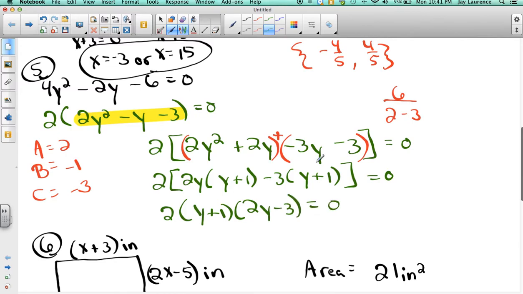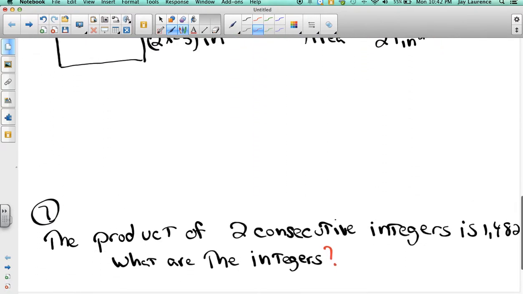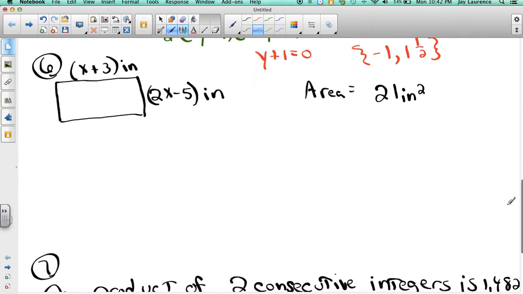Now, I have 2 solutions. I don't have to worry about this quantity, this 2, because there's no variable there. So I'm going to solve y plus 1 equals 0 and 2y minus 3 equals 0. When I do, my solution set is going to end up being -1 and positive 1.5. And there you go. All right. Number 6. There it is.